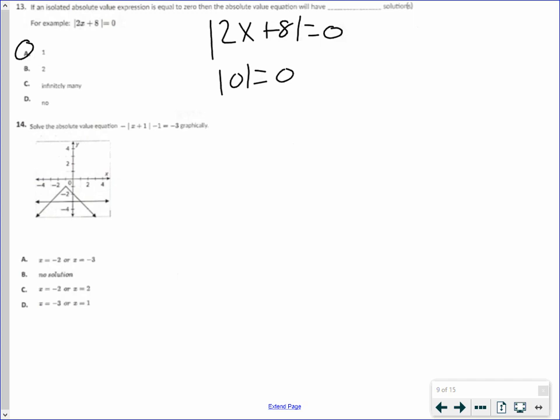Number 14, solve the absolute value equation. In this case, it's saying negative of the absolute value of x plus 1, minus 1 equals negative 3. We're asked to solve it graphically. So we have our graph over here, and our answer will be where these two graphs intersect, right here and right here. That's at x equals negative 3 and at x equals 1, or letter choice D.